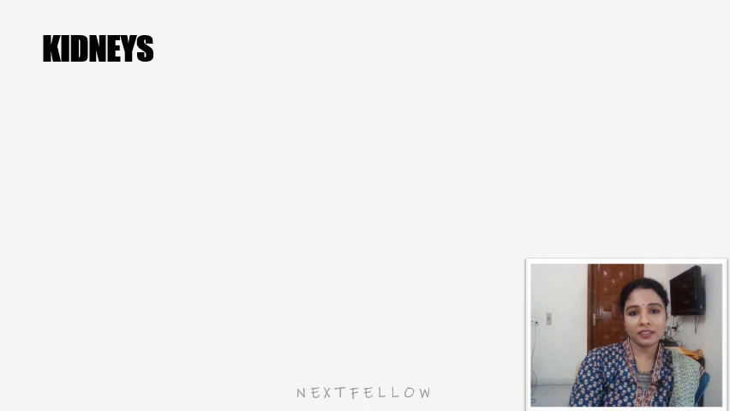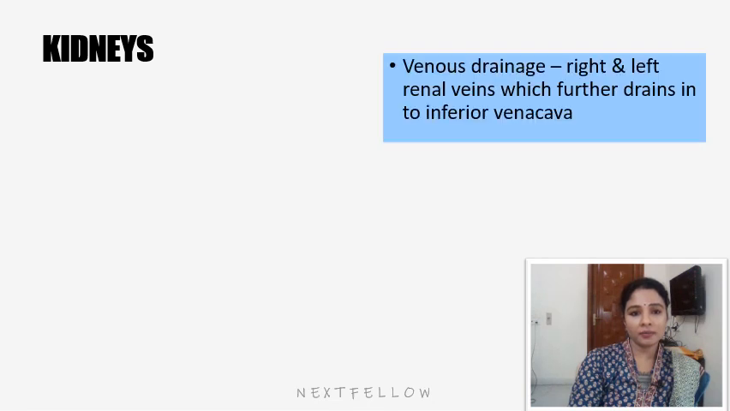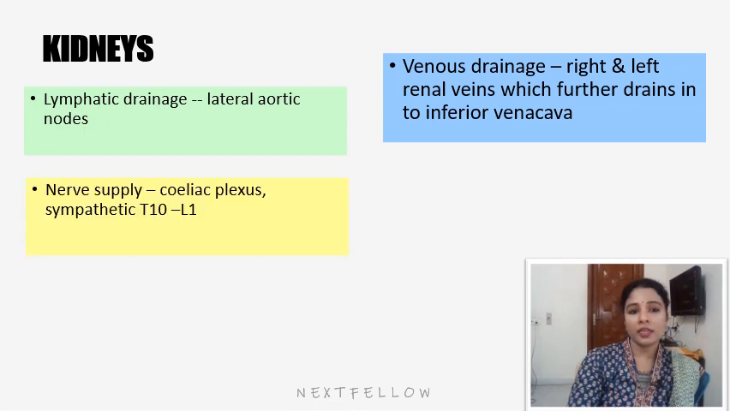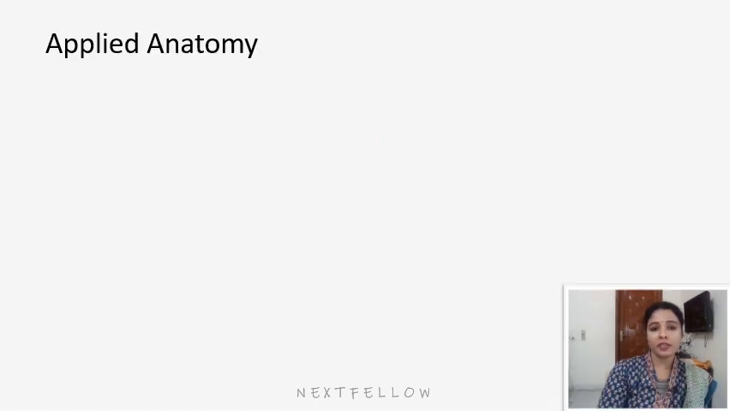So let's see some more points. Venous drainage we know is by the right and left renal veins. Lymphatic drainage is by lateral aortic or para-aortic lymph nodes, and nerve supply is by the celiac plexus, that is parasympathetic, and sympathetic is by T10 to L1 segments.